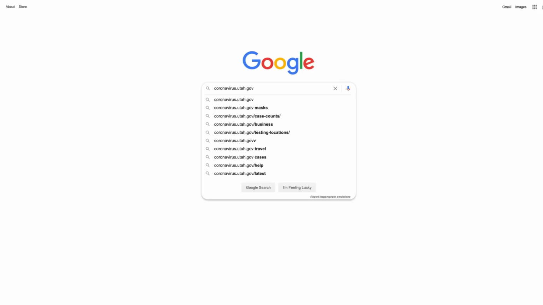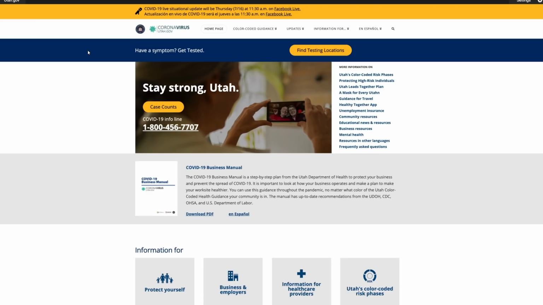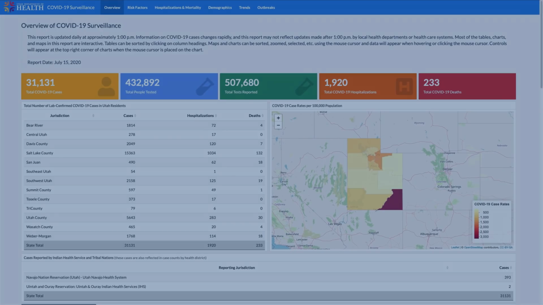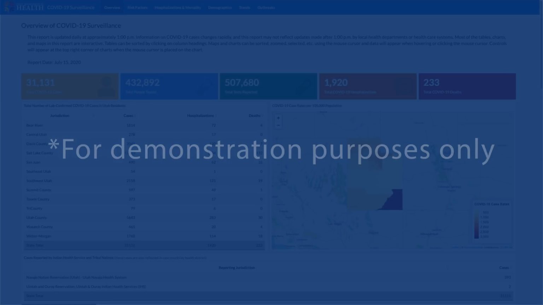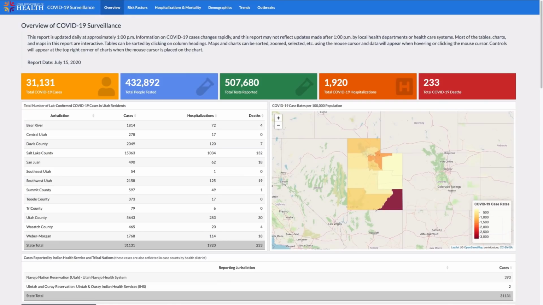We have made some changes to the public data dashboard at coronavirus.utah.gov. Some parts of the dashboard will look different to you, so we are providing this video to walk through those changes. As always, data can be found by clicking on the Case Counts button on the homepage of the website. Please be aware, the data in this presentation are for demonstration purposes only. For the most recent data, please visit coronavirus.utah.gov. On the overview page, total COVID-19 cases now includes positive results from antigen tests.